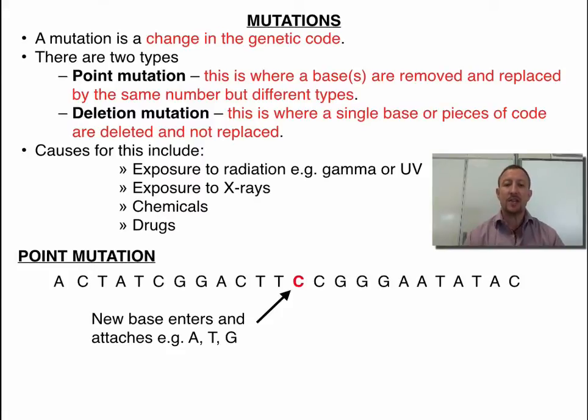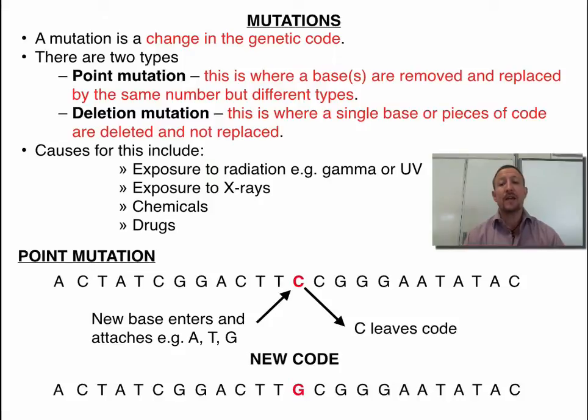So we're going to change that C, and it's basically going to come out, and we're going to put in there either an A, a T, or a G. So we get a new code which is formed. So now you can see that we've got a G instead of a C. So if we look at it in a codon triplet, the first codon is going to be ACT, which is going to be an amino acid. Then we get ATC again. Then we get GGA, CTG.